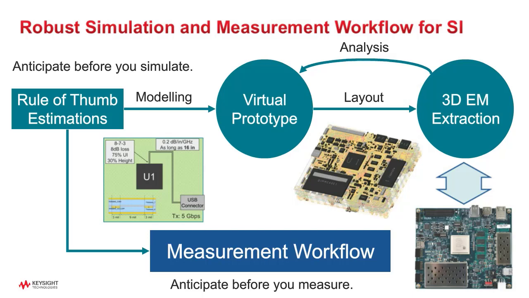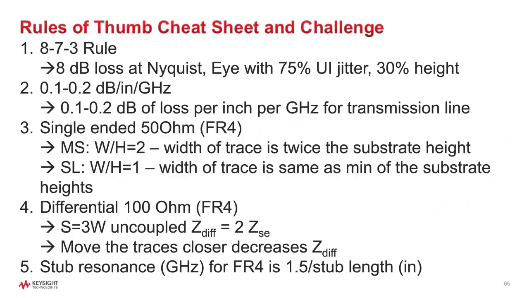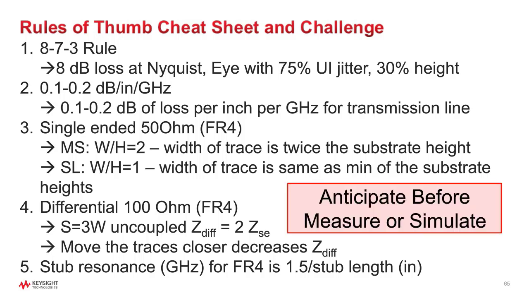Now next, before we go, I want to challenge you. I want to give you the cheat sheet, as I promised. The 5 rules that we have applied today: the 873 rule, the 0.1, 0.2 dB rule, single-ended rule for substrate height and width, differential impedance rule, and stub resonance. I want to challenge you today to anticipate before either you measure or you simulate. Because personally, I actually use 3, if not 4 out of these 5 rules every day.